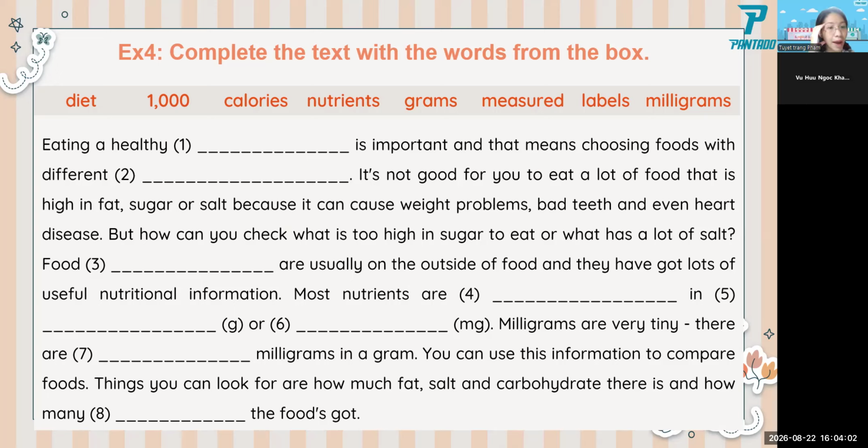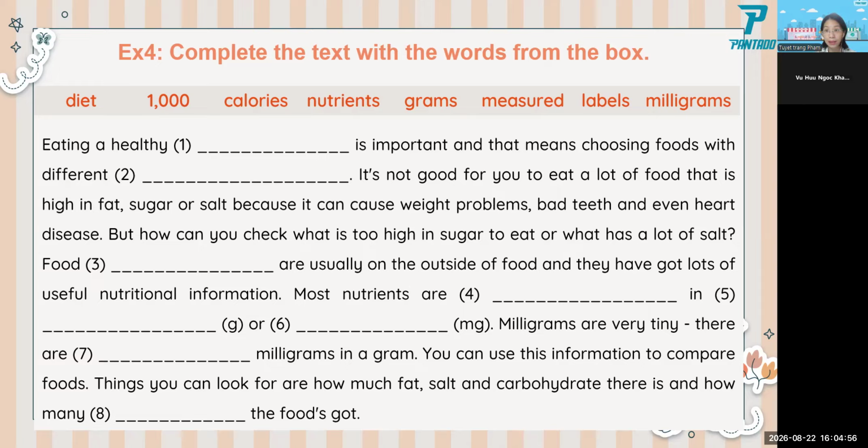Food labels are usually on the outside of food, and they have got lots of useful nutritional information. Most nutrients are, you have number five, measured in grams or milligrams. Milligrams are very tiny. There are 1,000 milligrams in a gram. You can use this information to compare foods. Things you can look at are how much fat, salt, and carbohydrate there is and how many calories the food has got.